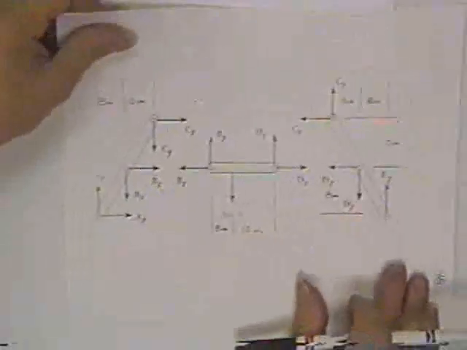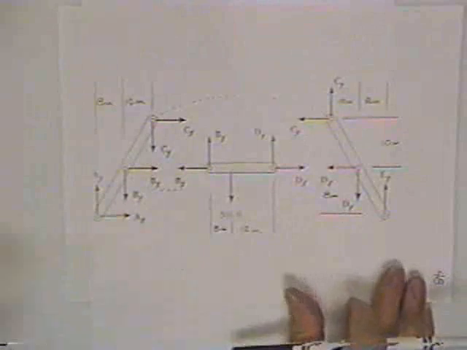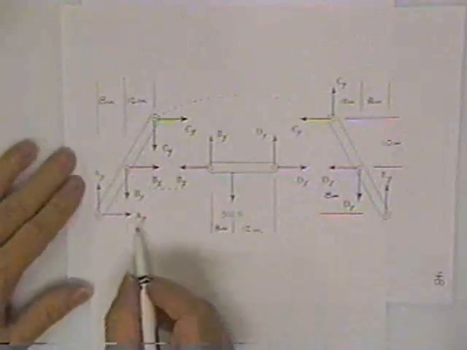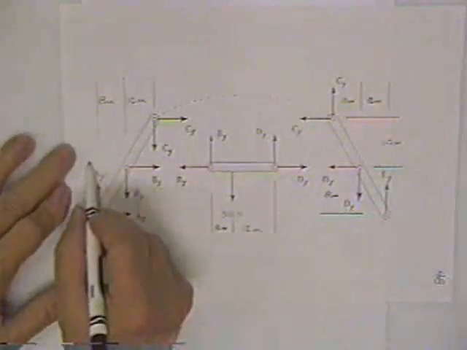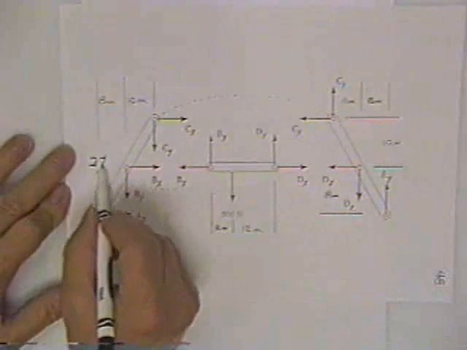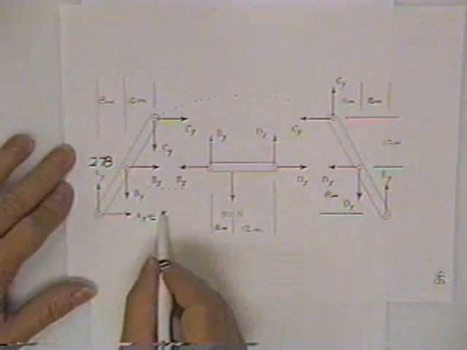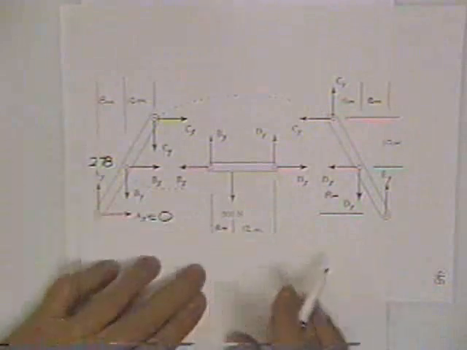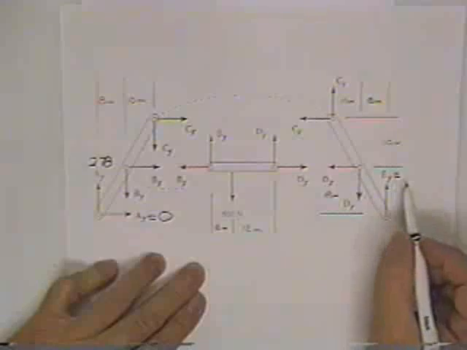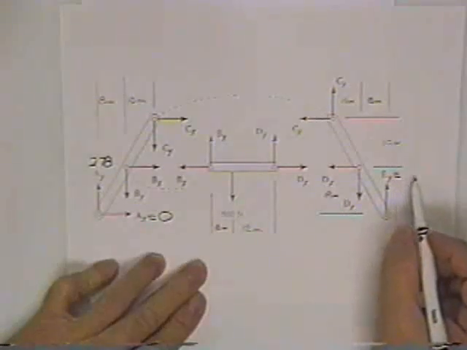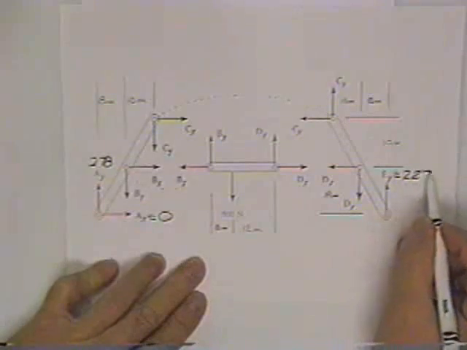From then on, it's simply a matter of putting everybody in equilibrium. You have found that this number is 278, pretty close. You have found this number is 0. You have found this number is 222.